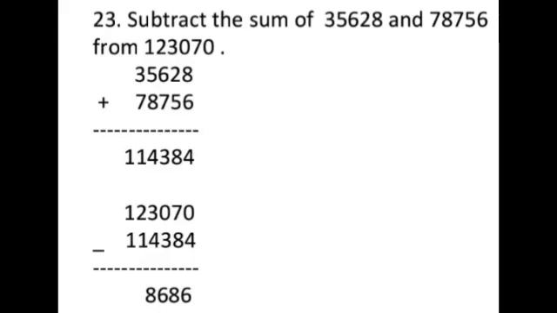In this question, you have to attempt two steps. First addition and then subtraction. Subtract the sum of 35,628 and 78,756 from 1,23,070. First, the two numbers we have to add. When we add the numbers, we get the answer 1,14,384 and we have to subtract this. After subtracting it, we get the final answer 8,686.